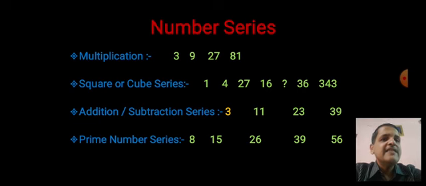Then prime number series: 8, 15, 26, 39, 56. Means what? 8 plus 7, 15. 15 plus 11, 26. 26 plus 13, 39. 39 plus 17, 56. Means 7, 11, 13, 17. Those prime numbers are added in each of the numbers for this series. That sequence we have to keep in mind. Like that number series are there.